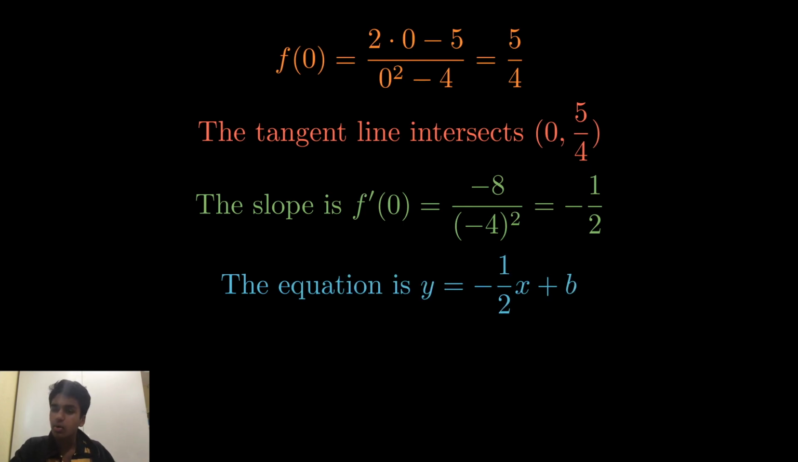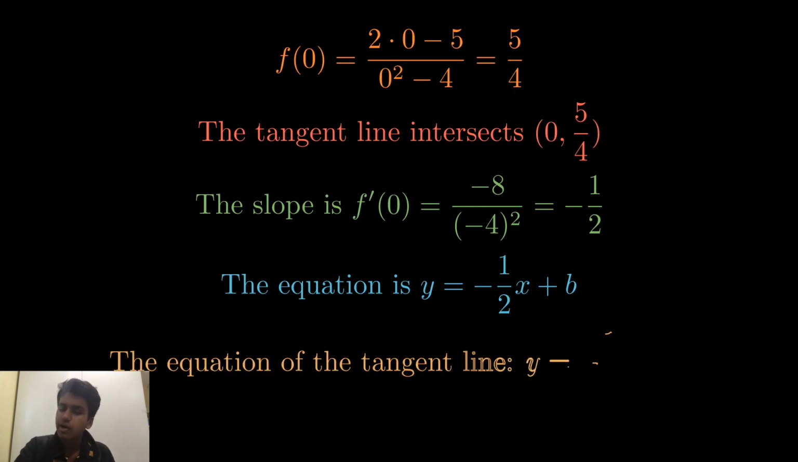So we write the equation y equals negative 1/2 x plus b. Now we substitute our point 0 comma 5 over 4 because we know that the tangent line must go through it, and we can solve for b to find that b, which is the y-intercept, is 5 over 4. So our final equation is y equals negative 1/2 x plus 5 over 4.